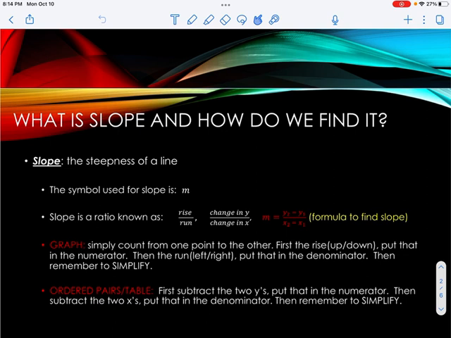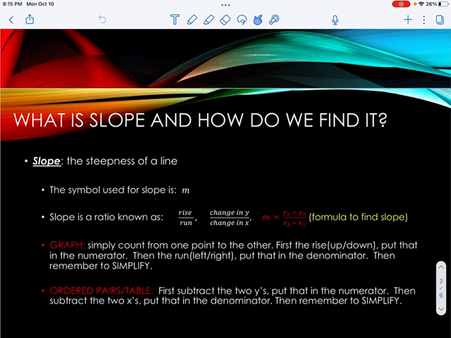Now, remember we talked the other day that if I'm wanting to find the change in two numbers, that implies subtraction. So change in y over change in x. The third way is the formula. The formula that we use to find slope given two ordered pairs is y sub 2 minus y sub 1 over x sub 2 minus x sub 1.